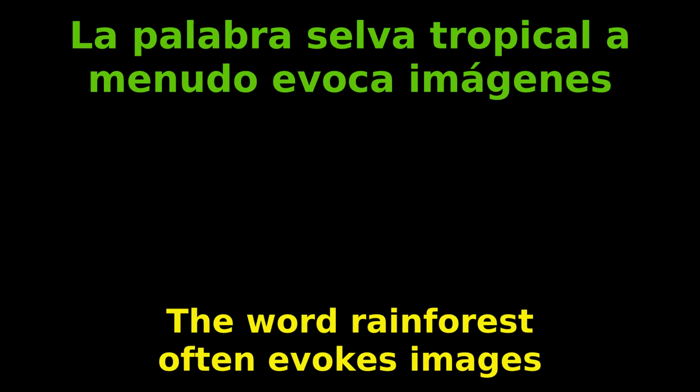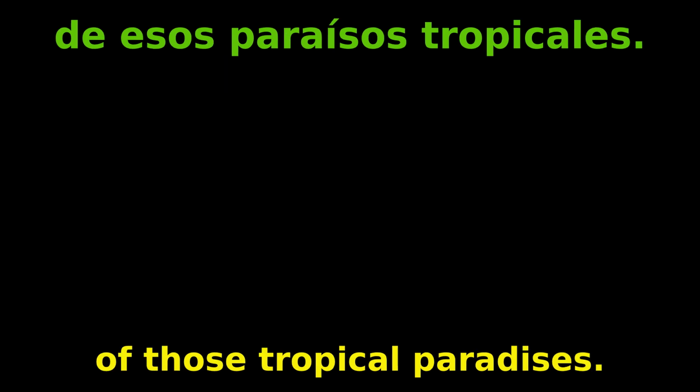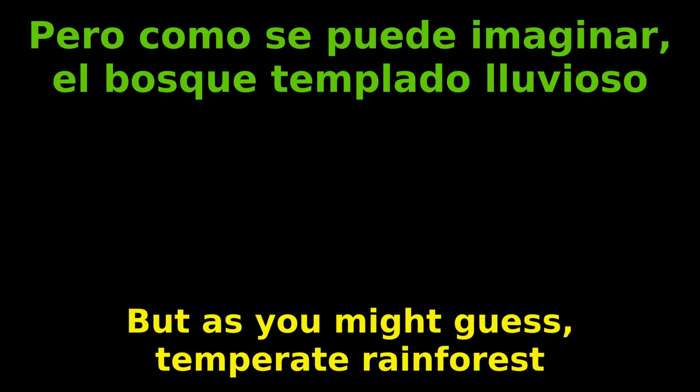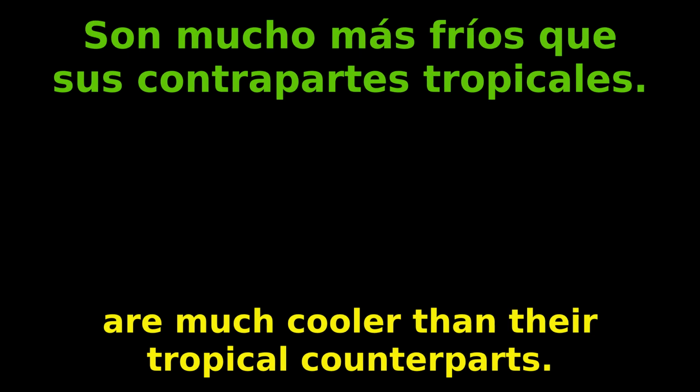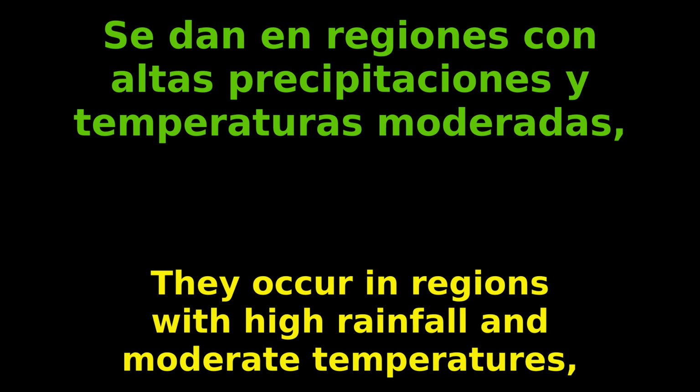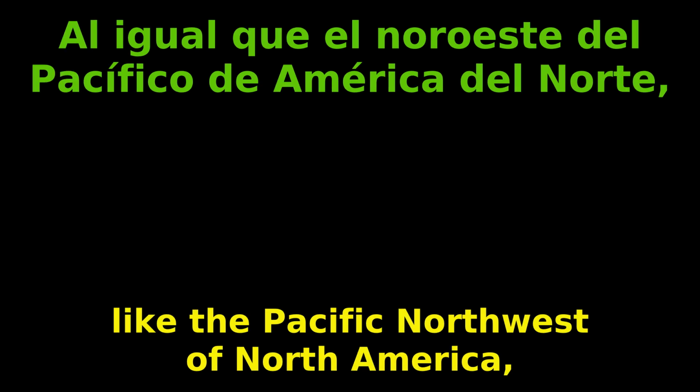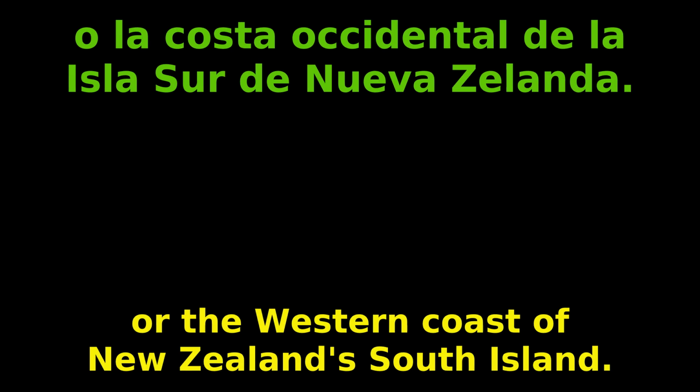You're right, the word rainforest often evokes images of those tropical paradises. But as you might guess, temperate rainforests are much cooler than their tropical counterparts. They occur in regions with high rainfall and moderate temperatures, like the Pacific Northwest of North America or the western coast of New Zealand's South Island. Okay, so imagine this.